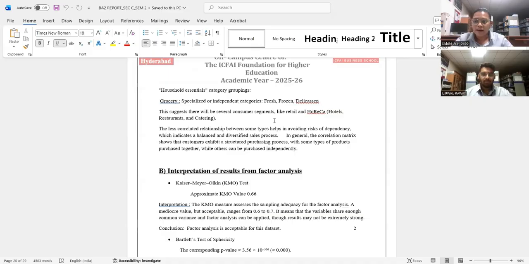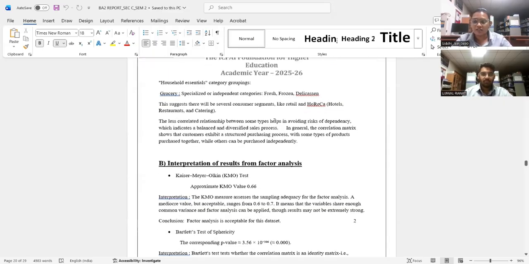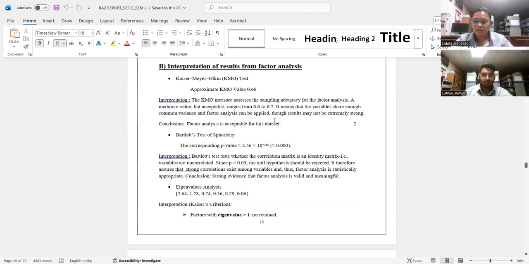From the correlation matrix itself, we can already see that the customer base is heterogeneous. They have distinct purchasing patterns. One uniform strategy will not work for all customers. Hence, it is justified moving towards factor analysis. So, the factor analysis showed how we reduced the data.